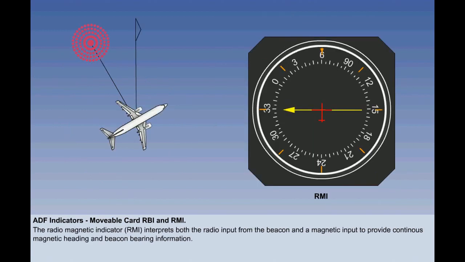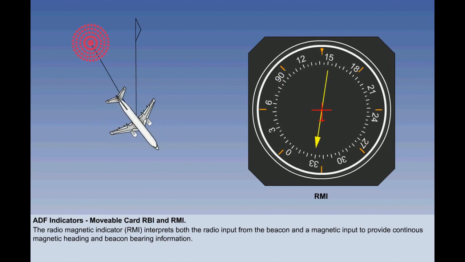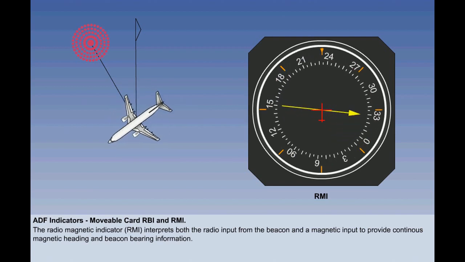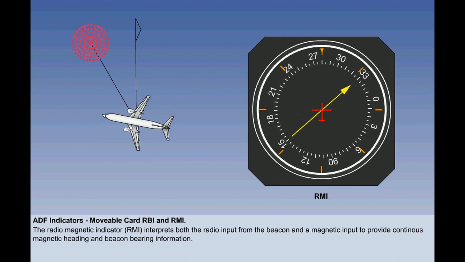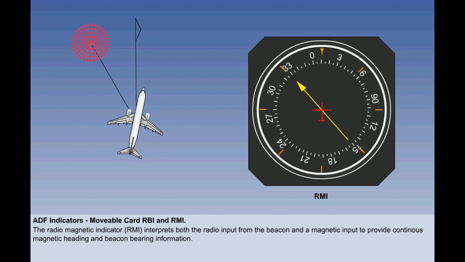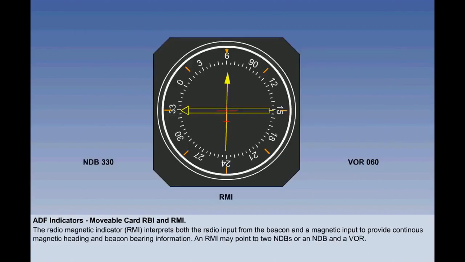This manual adjustment is avoided in the RMI, the radio magnetic indicator, which incorporates a moving dial which shows the aircraft's magnetic heading. The RMI then interprets both the radio input from the beacon and a magnetic input to provide continuous magnetic heading and beacon bearing information. The RMI is much easier to interpret. Sometimes it can have two needles, tuned to 2 NDBs, or 1 NDB and 1 VOR. If it is tuned to 1 NDB and 1 VOR, the NDB is the wider needle.